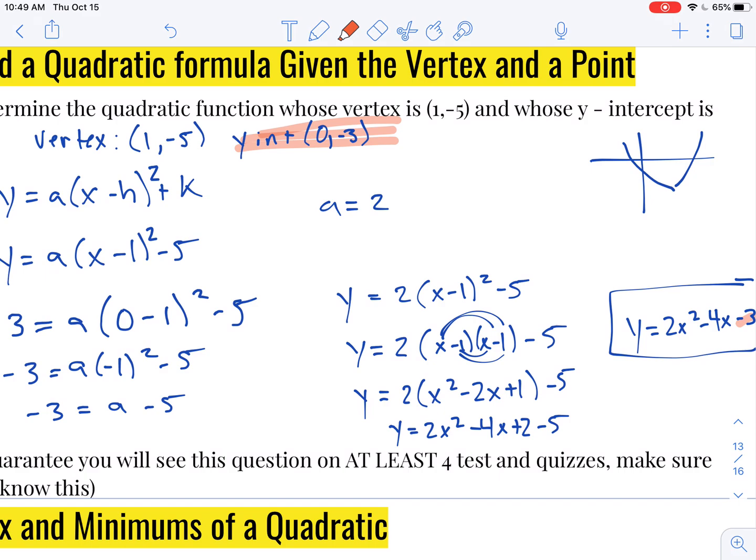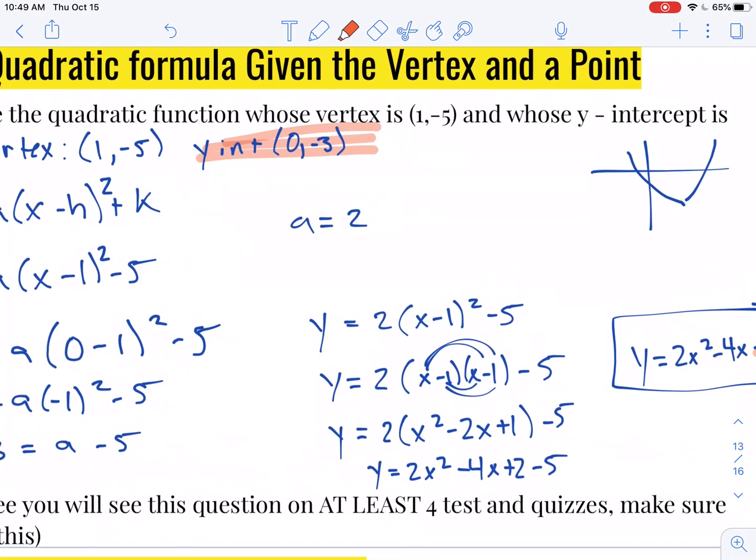I just did a bunch of quick mental math there. You can write that all out, and I can say to myself, all right, this is a standard form of a quadratic that matches up with a vertex at 1, -5 and a y-intercept at -3.